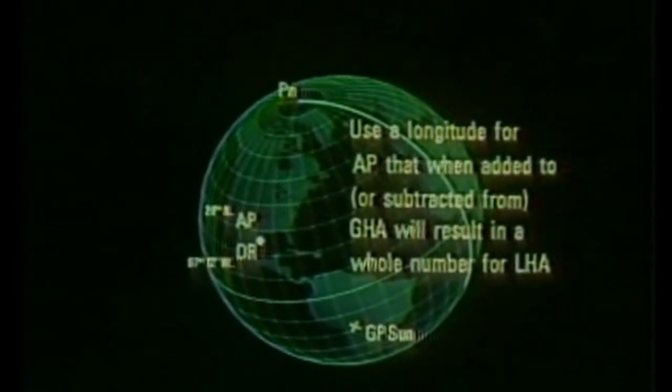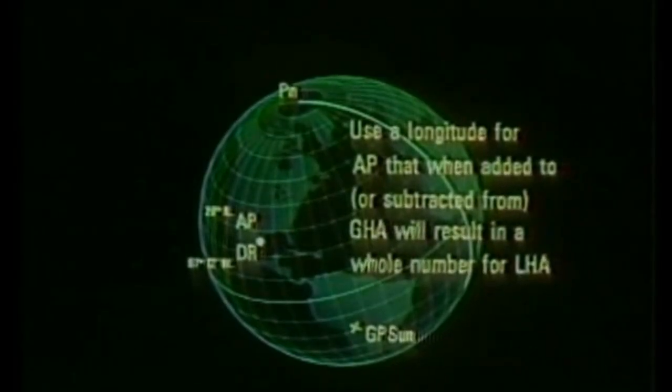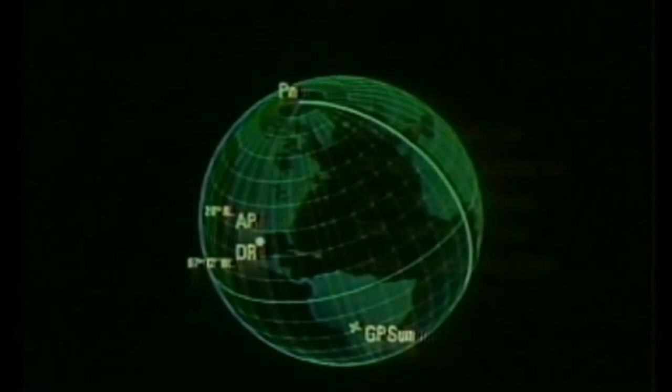You use a longitude for your AP that, when added to or subtracted from the GHA of the celestial body, will result in a whole number for local hour angle. Your DR longitude is 97 degrees, 12 minutes west of Greenwich. You are west of the sun. Remember, figuring LHA in this situation gets a bit tricky. Since LHA is always measured westerly through 360 degrees, this is the angle you are seeking.